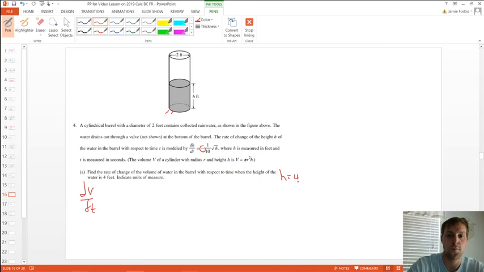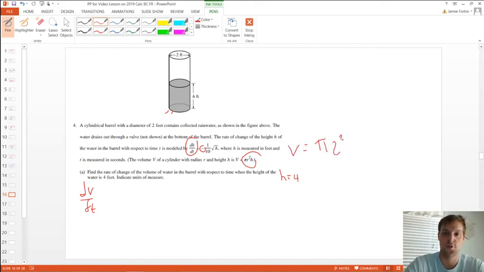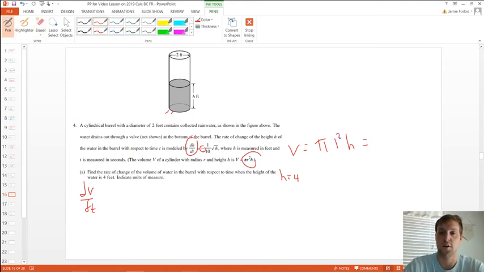So h is equal to 4. So all we really need now, and we know what dh over dt is, so we're good there. All we need is to take the derivative of the volume. So in this case, volume is pi times r squared times h. And the only thing I would take note of is since we're not dealing with anything with radius, and because it's a constant, you can go ahead and say that volume is pi 2 squared h. Or I'm sorry, that's the diameter. The radius is just 1. So in this case, our volume is just equal to pi h.